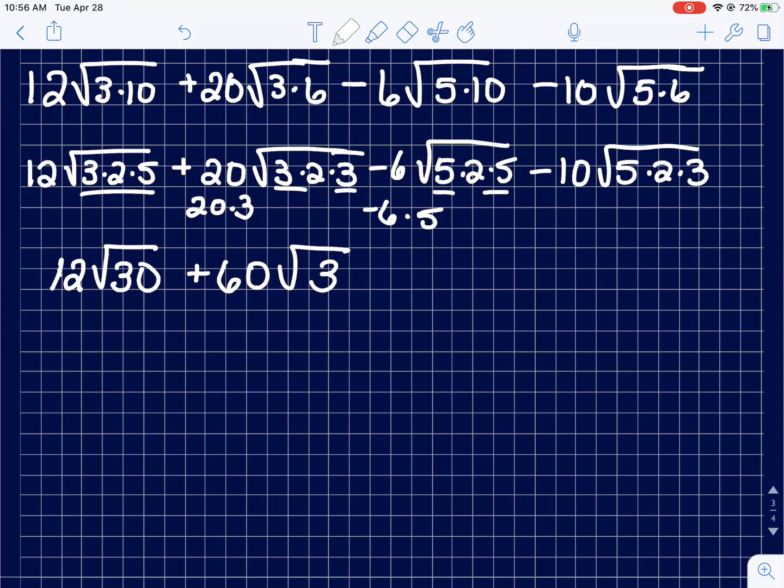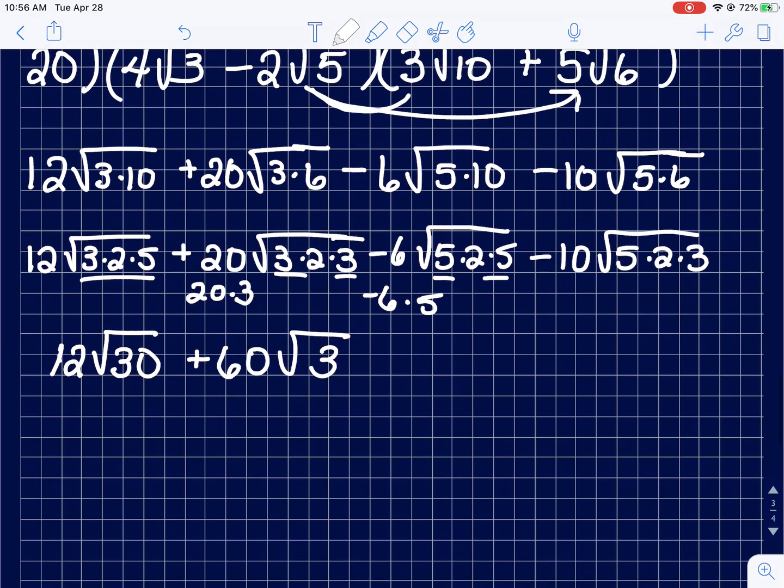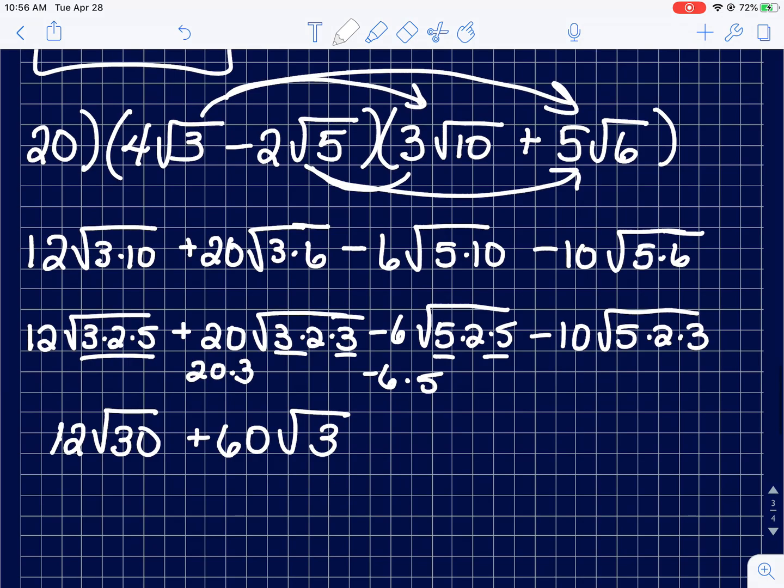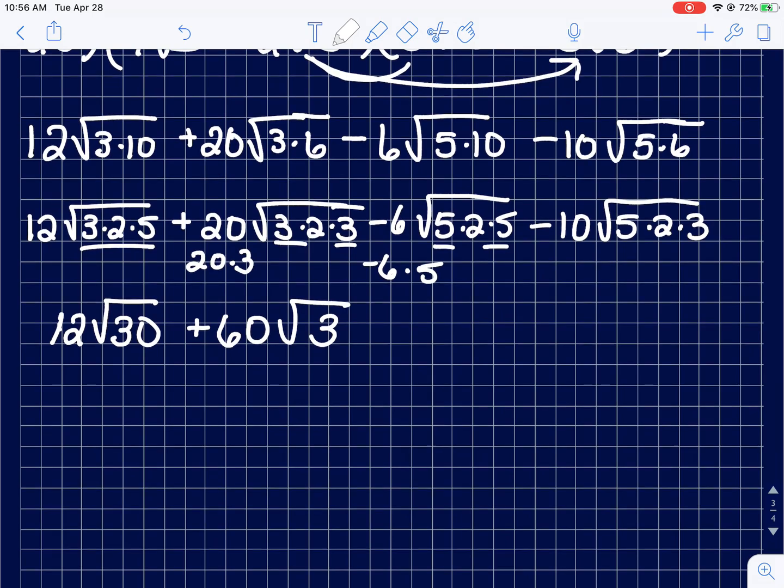oh, did I do that right? Yeah. I feel like I did something wrong there. Hold on, I made a mistake somewhere. Let's see where I made a mistake. Times 3. 12, 3 root 10, 20, 3 root 6, negative 6, 5 root 10, because I should get the same thing here. And then negative 2, negative 10, 5, and 6. Okay, this becomes 3, 2 times 3. This becomes 5, 2 times 5. Okay, I have a mistake on my answer key.